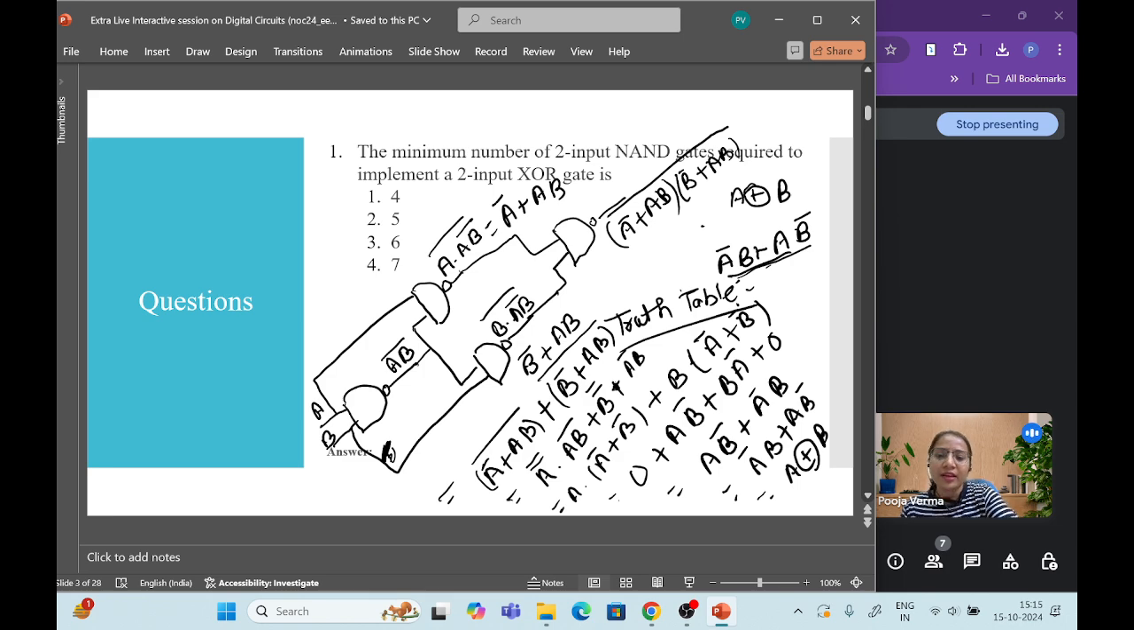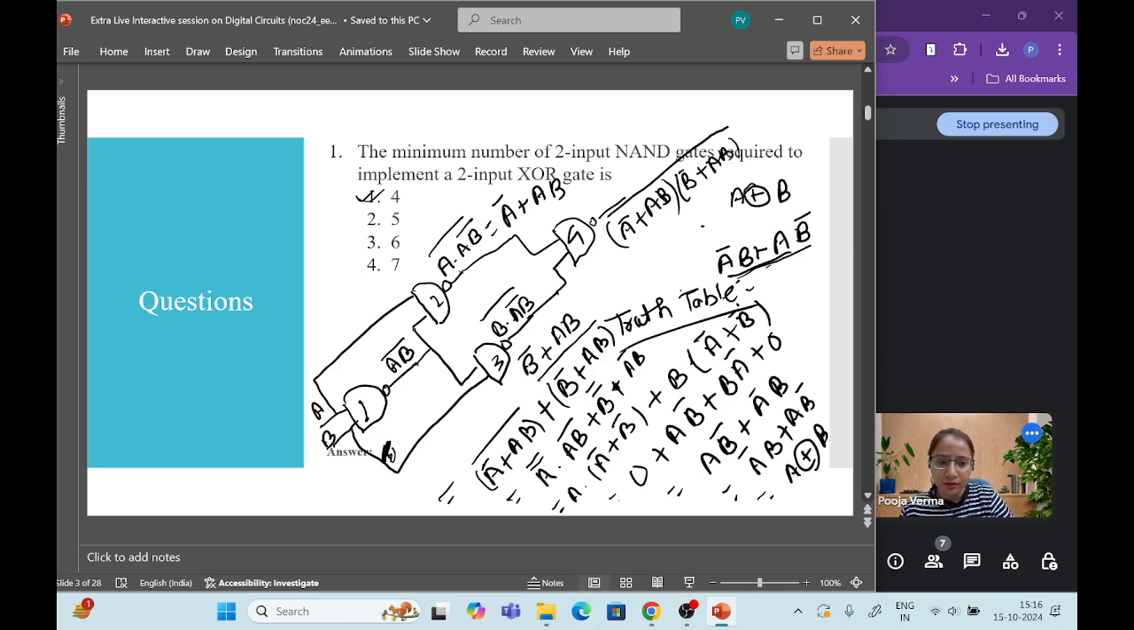So how many NAND gates are required? That is 1, 2, 3 and 4. So a total of 4 2-input NAND gates are required to implement a 2-input XOR gate. So that's why option 1 is the correct answer for this question.